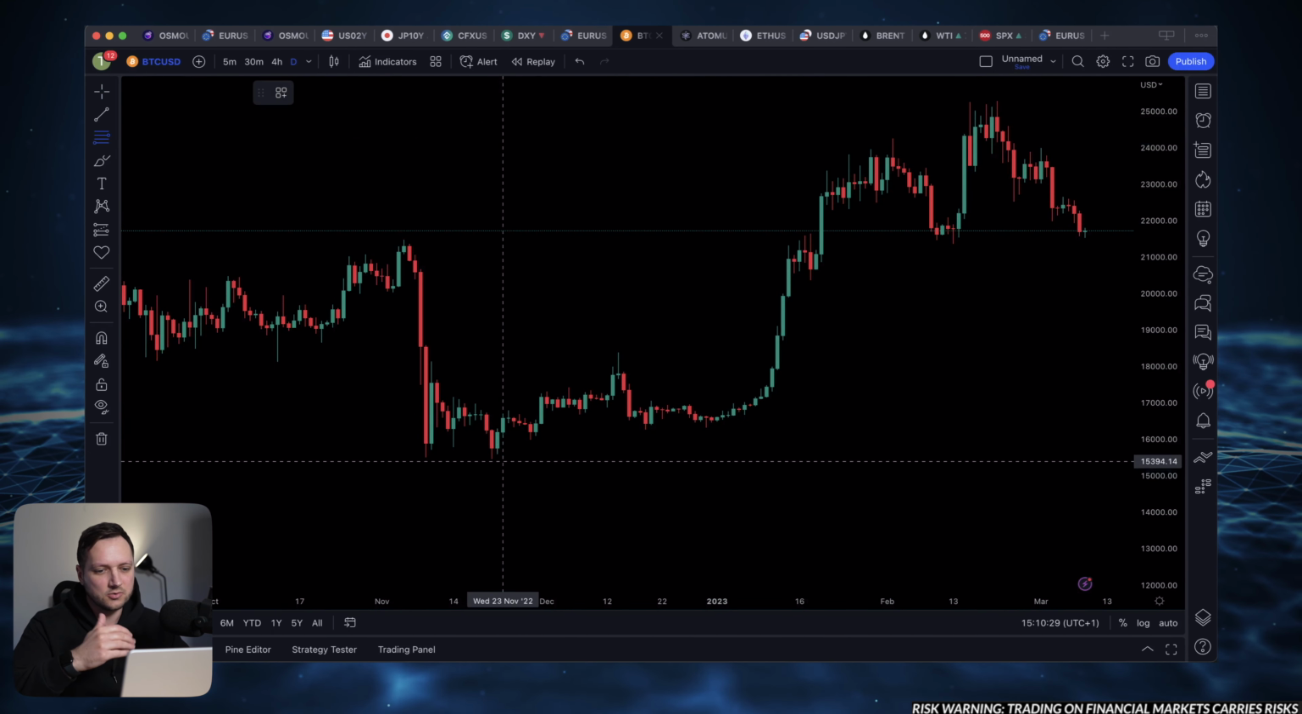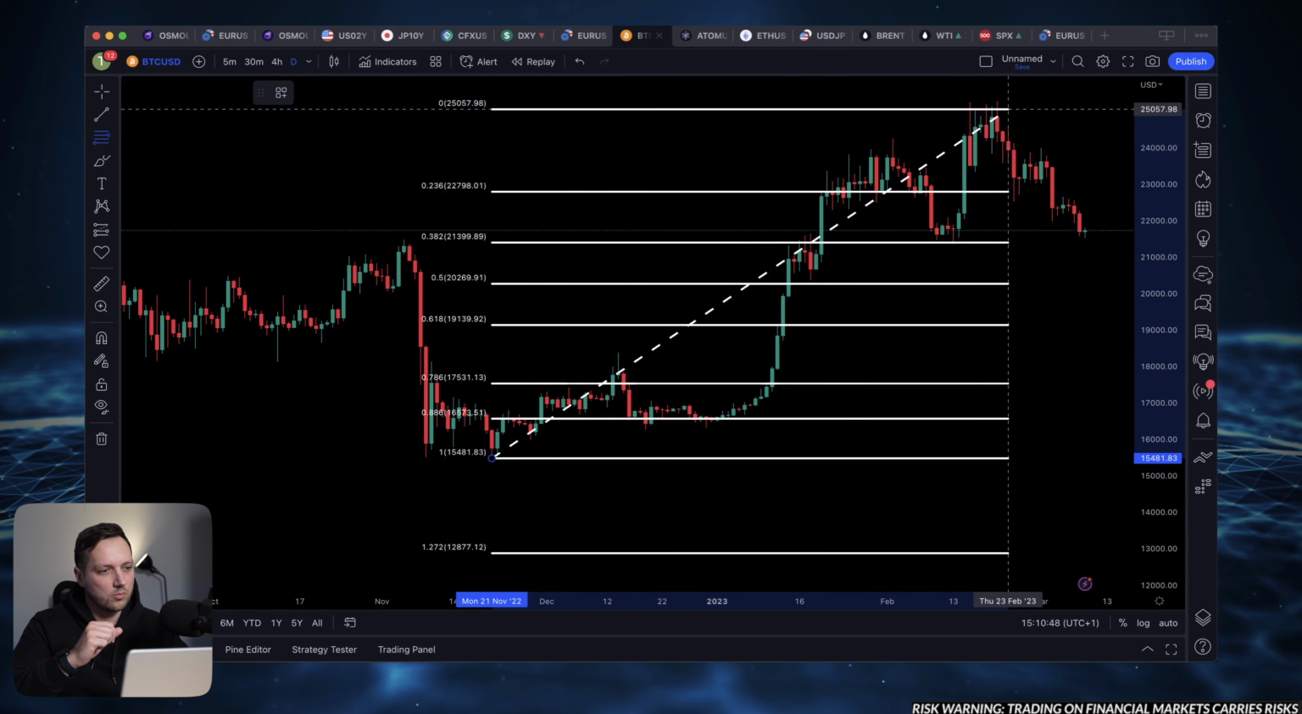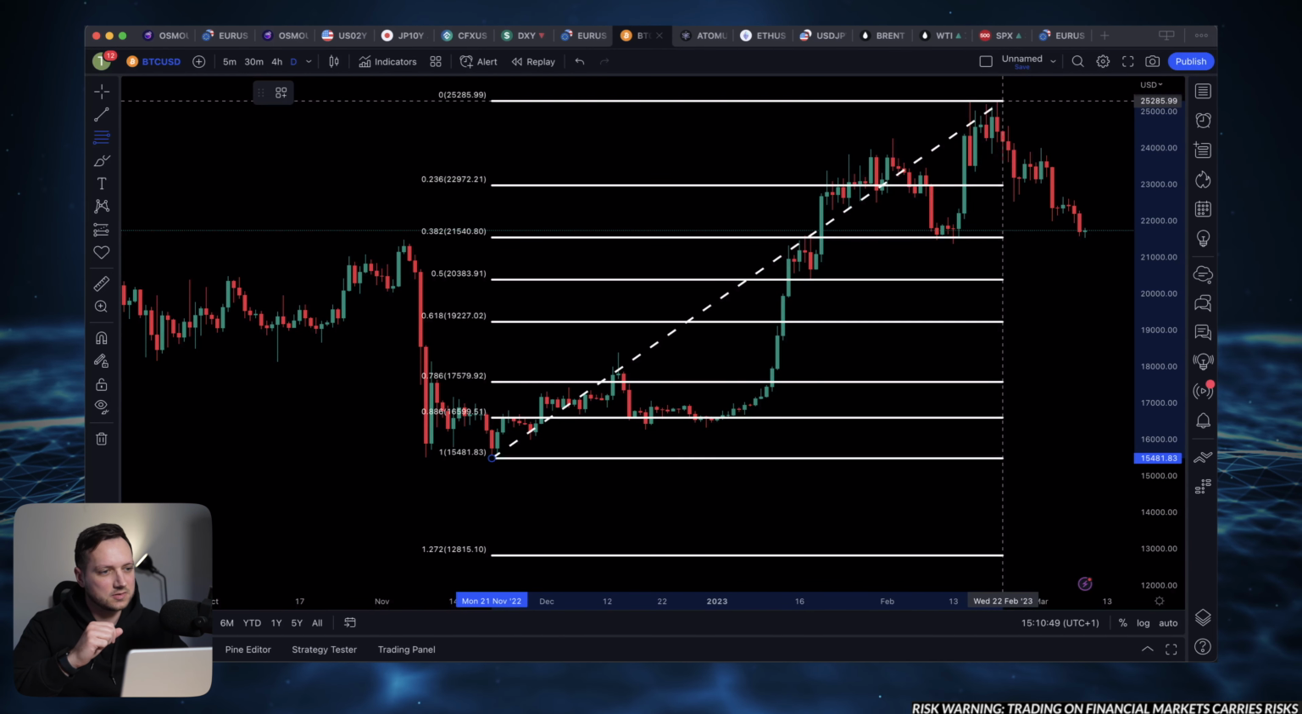So we click here on the lowest point on the wick, we stretch it to the highest point in this whole move. So basically it is somewhere around here. We stretch it to the right side because we wanna see how the price will behave.